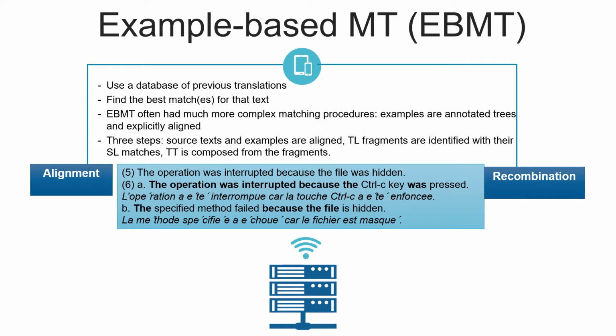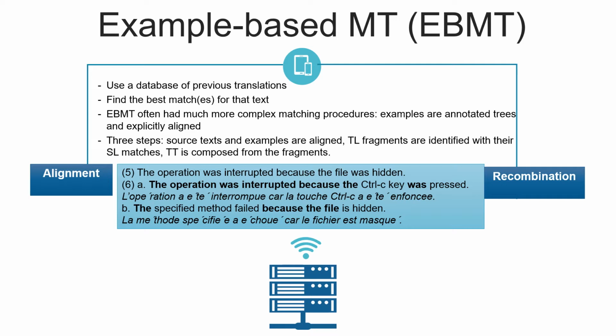This is done in 3 steps. The first step is when the source text and the examples are aligned so as to highlight which parts of the examples correspond to text in the sentence to be translated. Next, and most crucially, the corresponding target language fragments of text must be identified in the translations associated with the matches. Finally, the target translation is composed from the fragments so identified.